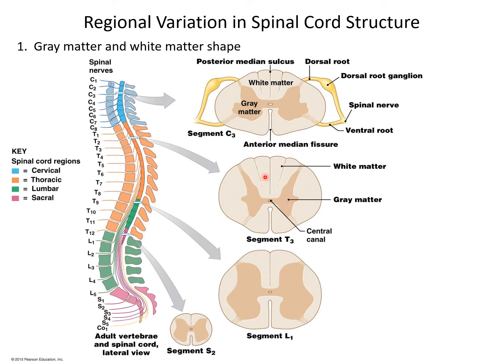So if we look at, for example, the thoracic region, your back region of the spinal cord, we see very clearly defined lateral horns. We also see pretty clear lateral horns within the lumbar region as well.